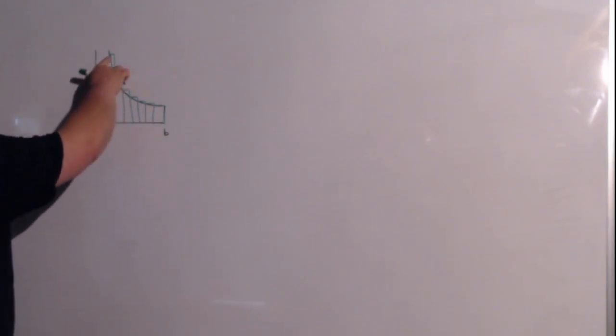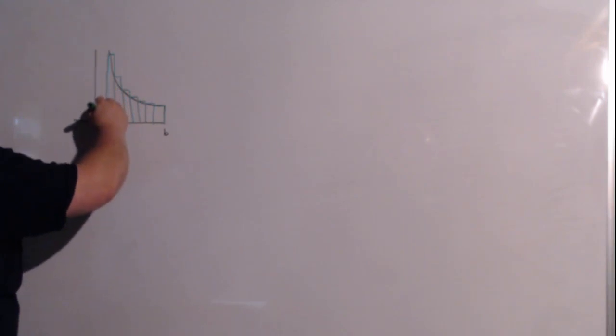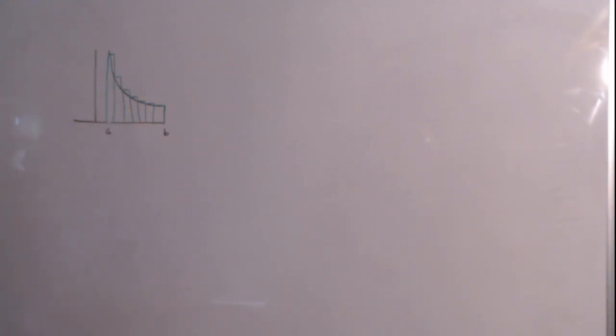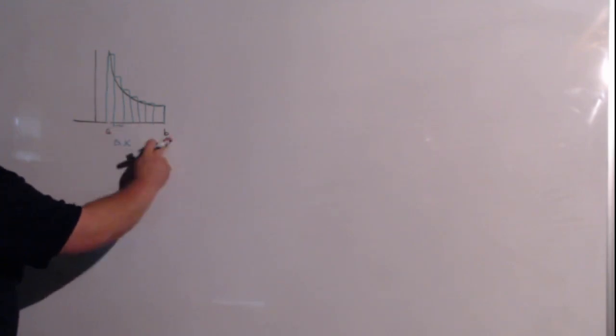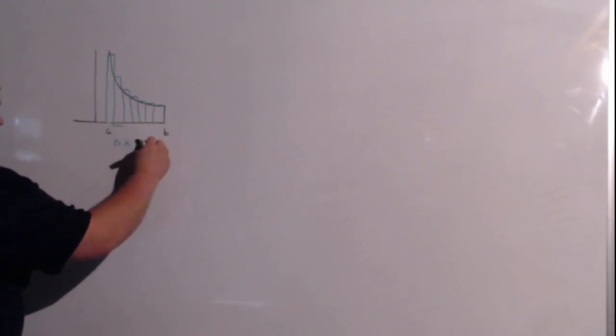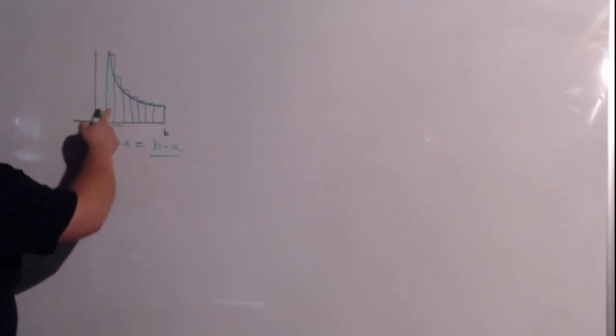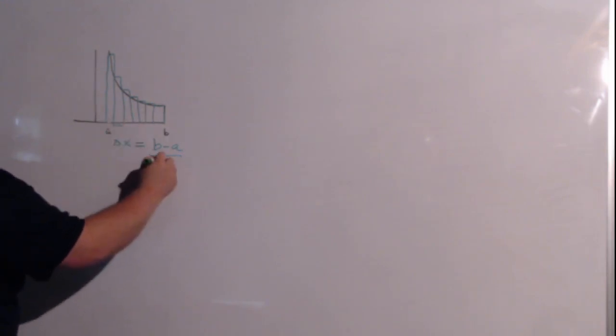So forgive my drawing. So each one of those, and we would add up the area of all of those rectangles. So each rectangle has a thickness that we'll call delta x. And if we wanted to find that thickness, our interval is a to b, so delta x would be the difference between these two divided by the number of rectangles to get the thickness of each rectangle. So we call that n.